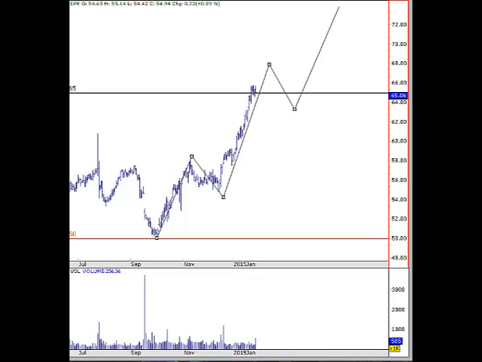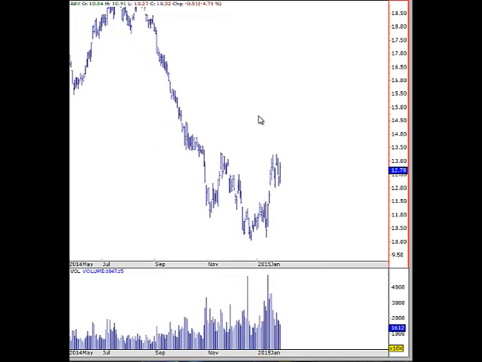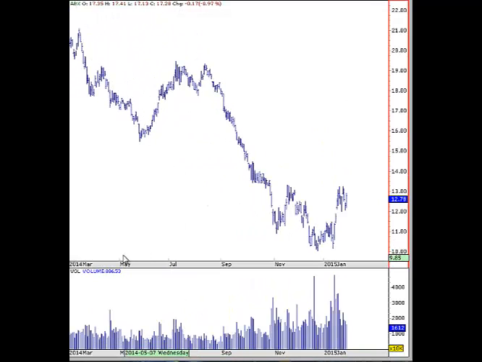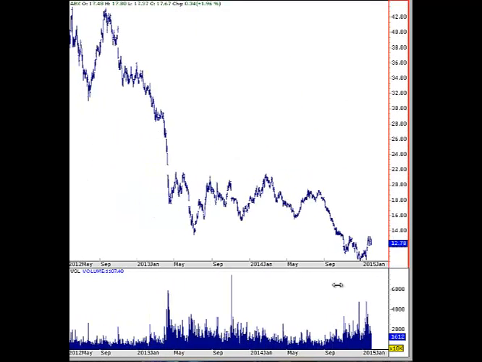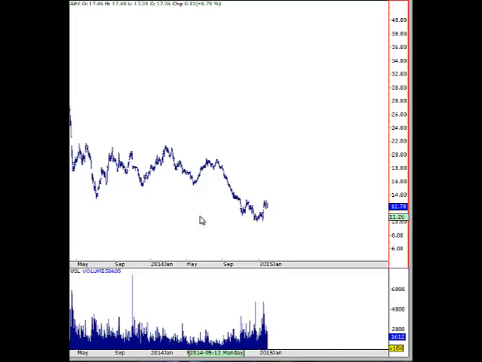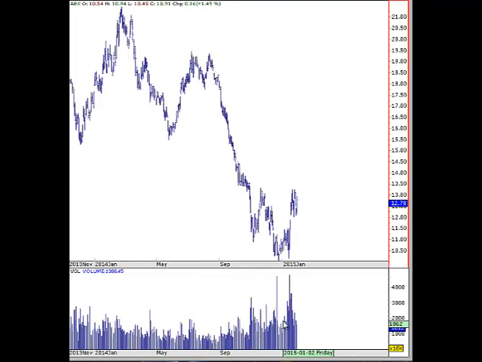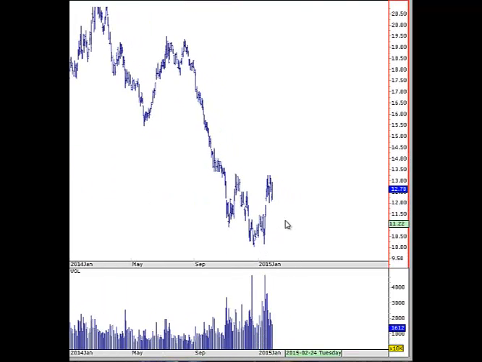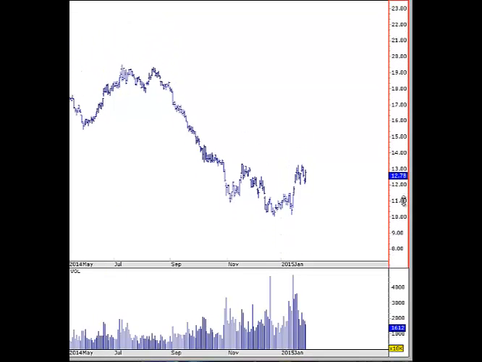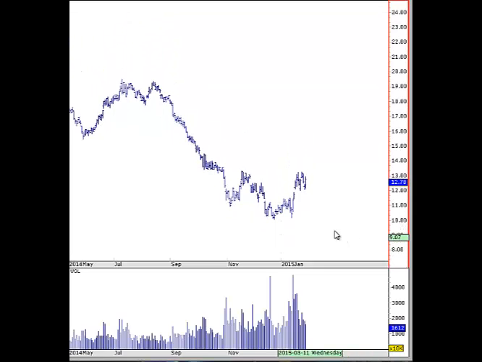The next one is ABX. So this one, I don't normally buy stocks on their lows as such, but this is the same sort of story as Newcrest, probably not as healthy, but we do have good volume coming in here. Okay, so there was a reasonable story to go long in this particular stock.